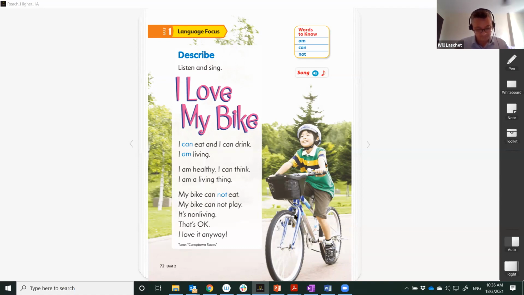Let's have a look. There are some words that we need to know before we do this song. These are the words that we need to know. Let's click this. What is this word here? Oh, and you can see something moving. This is the grammar we're looking at. We've got I am, can, and the word not. Let's have a look at this first word here.